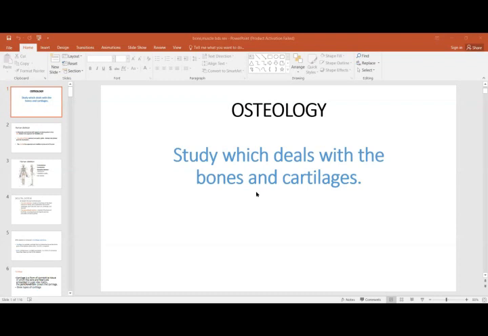So now we continue with the revision of the next topic of general anatomy, a very important one, that is osteology. Now, what exactly is osteology? How do you define osteology? Osteology is the study which deals with bones, not only bones but cartilages also, because some part of your skeleton is cartilage and some part is bone. So that study is called osteology.